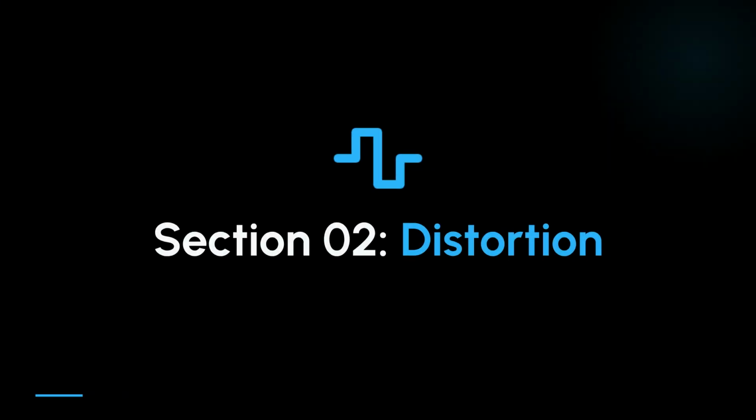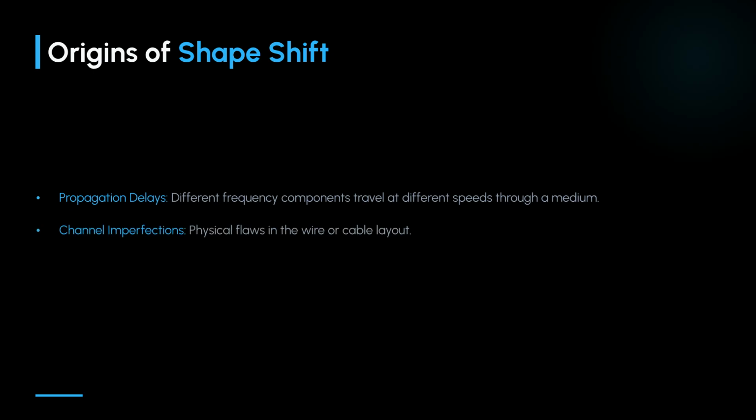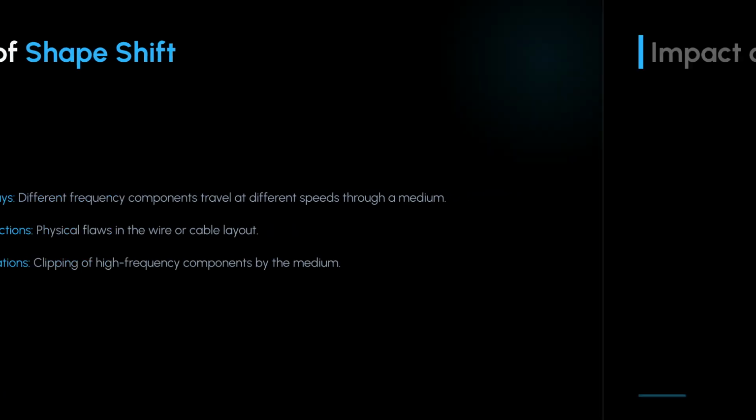Section 02 is about distortion, defined as the change in the shape of a composite signal. Distortion originates from various factors, including propagation delays, where different frequency components travel at different speeds, channel imperfections like physical flaws, and bandwidth limitations that clip high-frequency components also cause shape change.